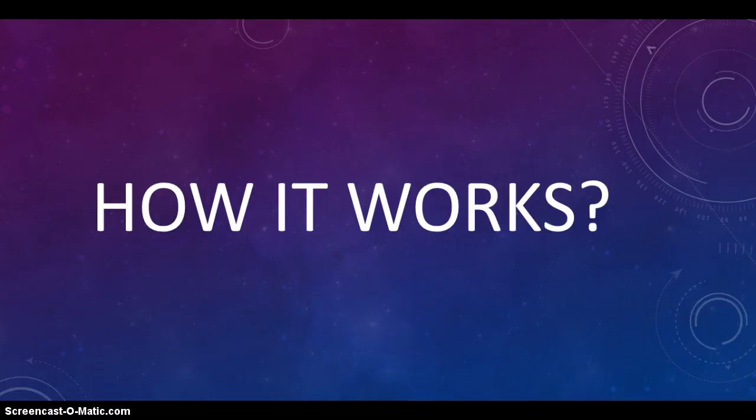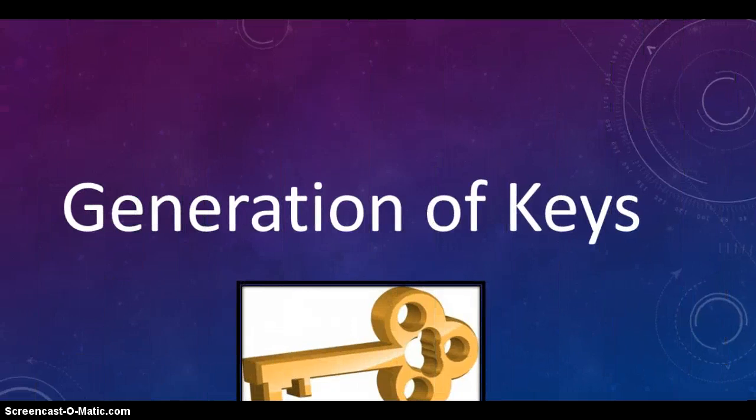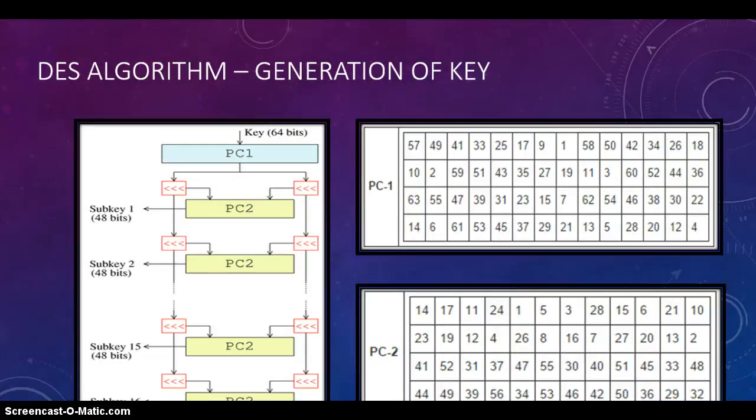The DES algorithm has two main processes. One of these processes is the generation of keys. Let's see how it works. I'm going to explain the generation of keys in some steps. The first step is that we are going to take our 64-bit key, right here, and permute it according to the PC1 table, that is this one. Permuted means that we are going to make some changes in the order of our bits.